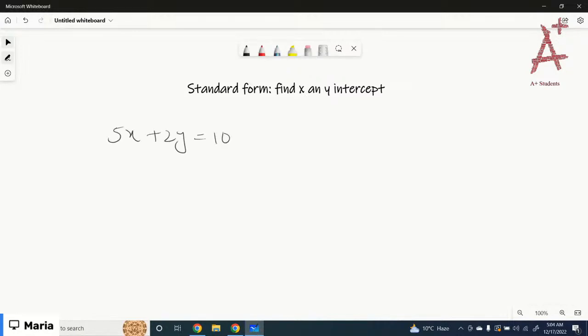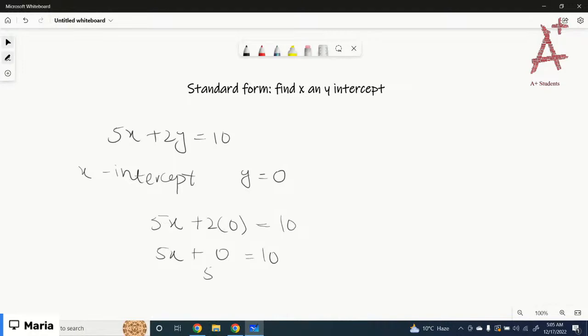So keep this very important point in your mind: whenever you have to find the x-intercept, you always put y equals 0 in the given equation. Got it? So here is the given equation. Just replace y with the 0. So it would be 5x plus 2 times 0 equals 10. So 2 times 0 is 0. It would be 5x plus 0 equals 10. So 5x equals 10. Divide both sides of the equation by 5. So 5 times 2 is 10, x equals 2.